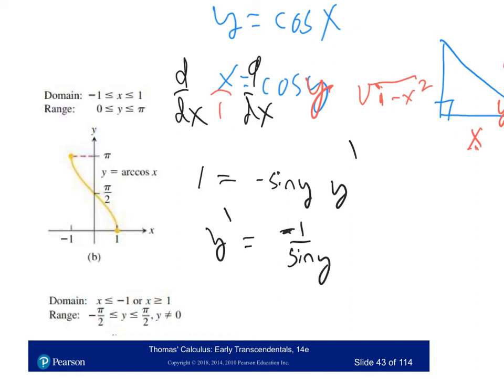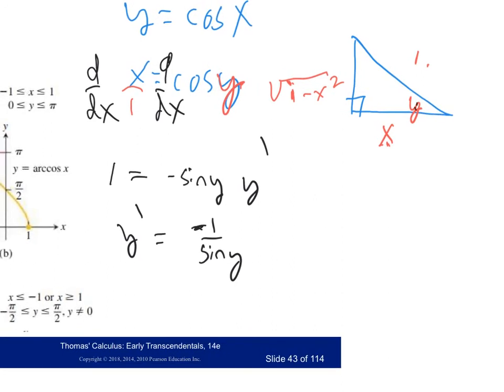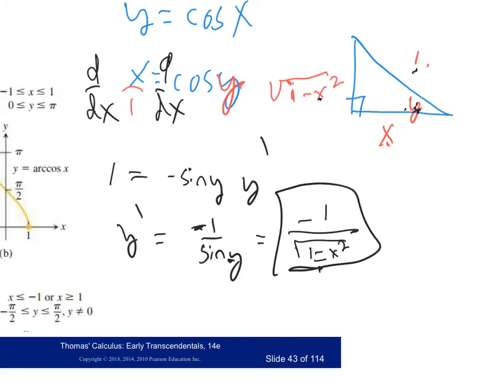But I need it in terms of x's and y's, not with trig in it. So I go back to my triangle and say, what is the sine of y? Sine of y is opposite over hypotenuse. That becomes negative 1 over the sine of y, which is the square root of 1 minus x squared over 1. But that doesn't matter. It doesn't change anything. So I can just leave it as that. Okay?